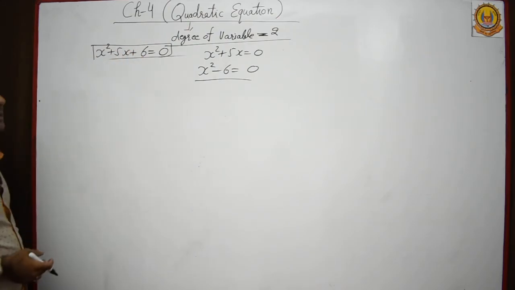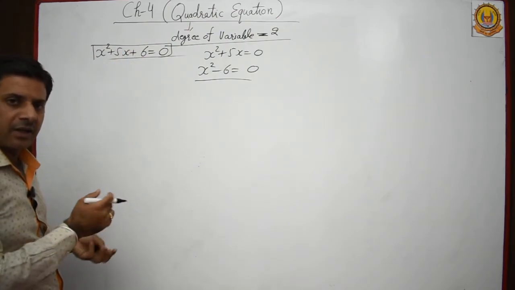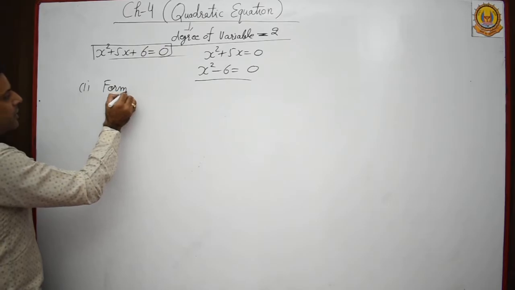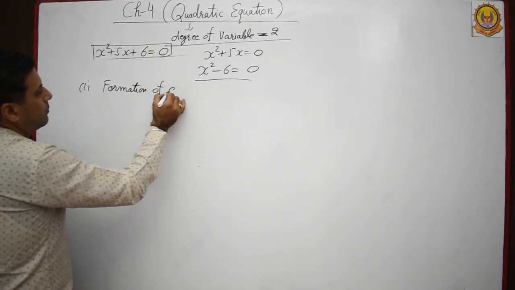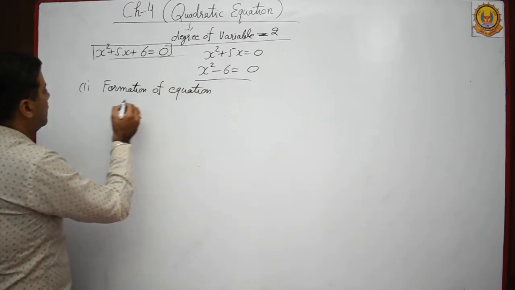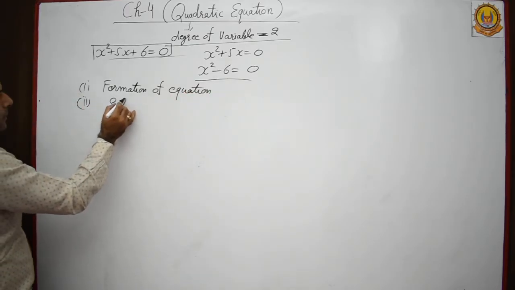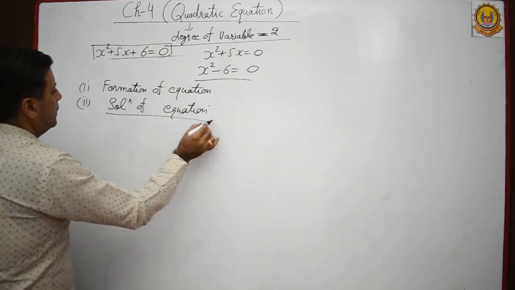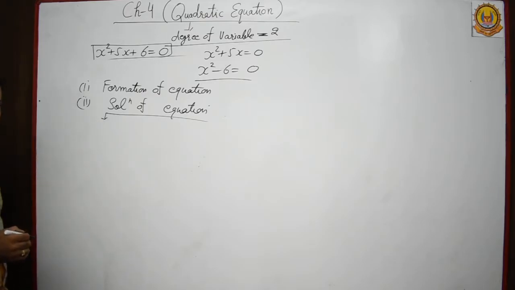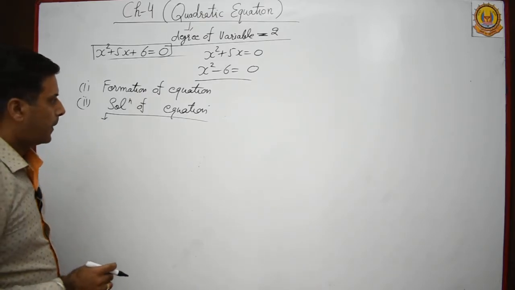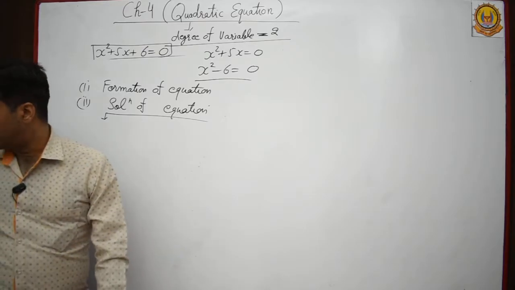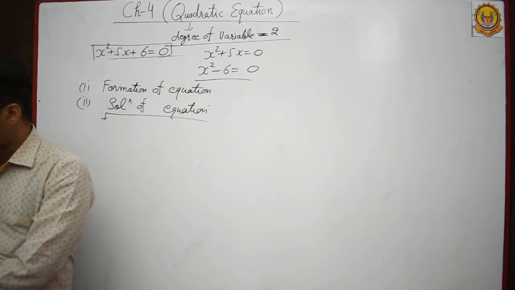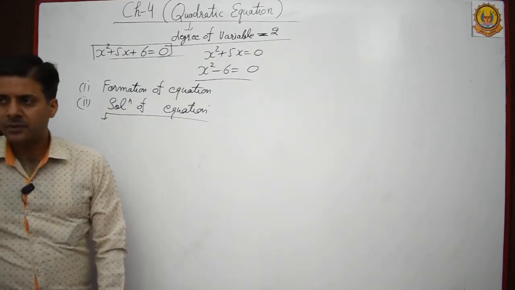So whatever there is in this chapter, the same is there as we have done in chapter number 3. Number 1, formation of quadratic equation, and number 2, solution of quadratic equation. So firstly I will tell you about the solution of quadratic equation. So I am taking one equation, and here are three methods for solving a quadratic equation.